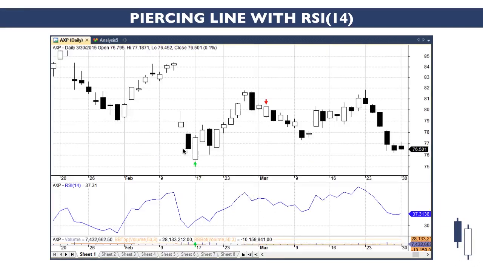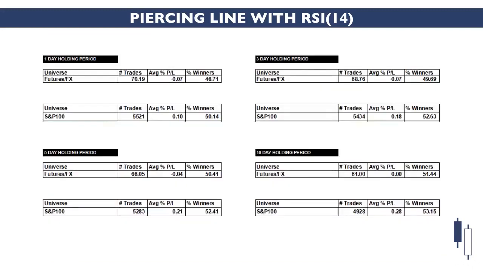You can see we have a piercing line pattern, and yesterday's RSI 14 value was under 30, indicating that the stock is oversold. So if you'll remember, the piercing line pattern wasn't especially profitable on its own. Here are the original results that we got from buying the pattern on the close for futures and stocks with the various holding periods. So for example, you can see that in futures, our best recorded result was only break even with a 10-day holding period. And in stocks, our best result was an average profit of 0.28% per trade over 10 days.